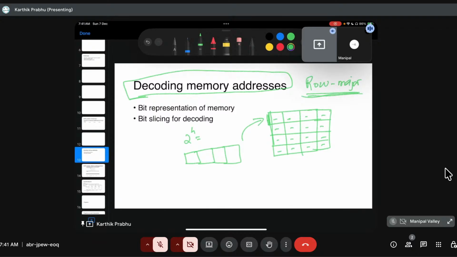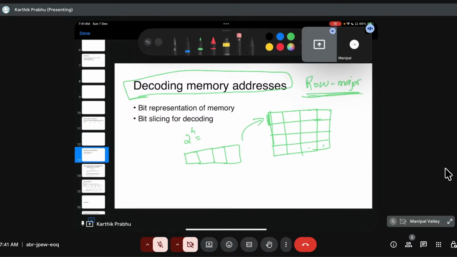If it were column major order, then we would start with this. Let me just, wait. Yeah. If we had column major order, then we would fill this column, then we'd fill this column, then we'd fill this column, and then this column. So both these orders are possible. But why we want row major order will be very clear to you now when I explain.